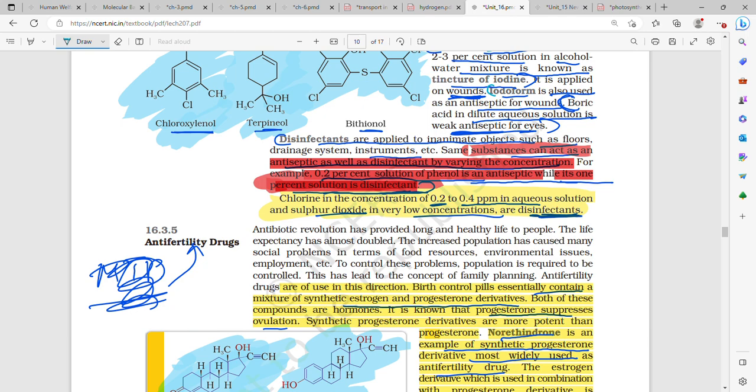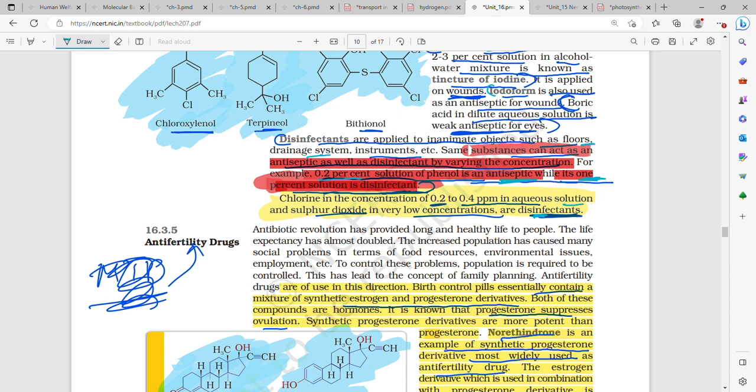Disinfectants have a higher concentration of chemicals, and therefore they cannot be applied on living tissues, and they cannot be ingested either. They are basically applied on the surface of inanimate objects, for example floors, drainage systems, instruments, etc. The same substance can act as an antiseptic as well as a disinfectant by varying the concentration. For example, 0.2% phenol acts as an antiseptic, while 1% phenol will act as a disinfectant. Chlorine in the concentration of 0.2 to 0.4 ppm, that is parts per million, in aqueous solution, and sulfur dioxide in very low concentration can be used as disinfectants.